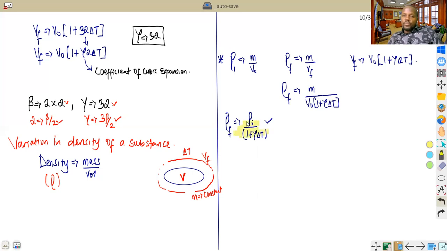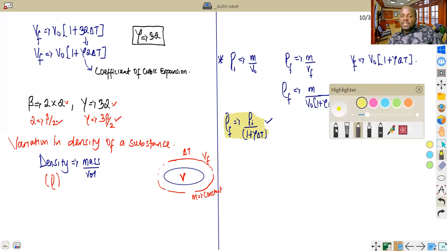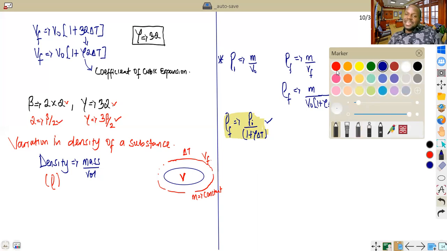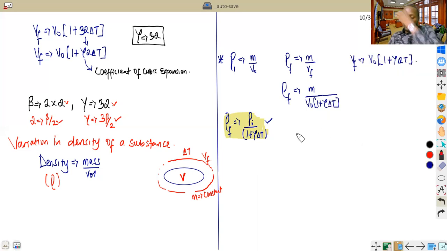But there is something we also need to put in mind here. This is the expression we use for some numerical application when the density of a substance is changing when it is being heated. So we use the final density is equal to the initial density over 1 plus gamma change in temperature. But there are other important things students need to keep at the back of their mind so that they don't make a mistake. One of the most important things you need to keep in mind here is that the density we are talking about is when there are conditions.